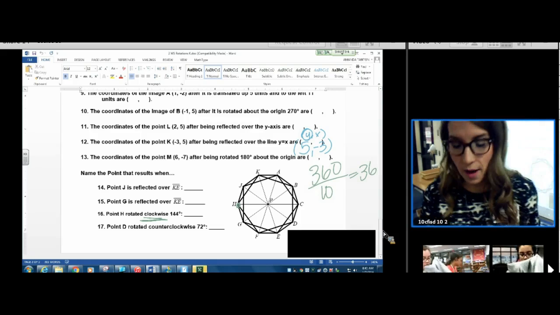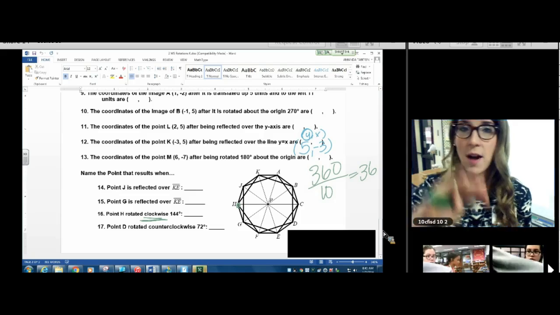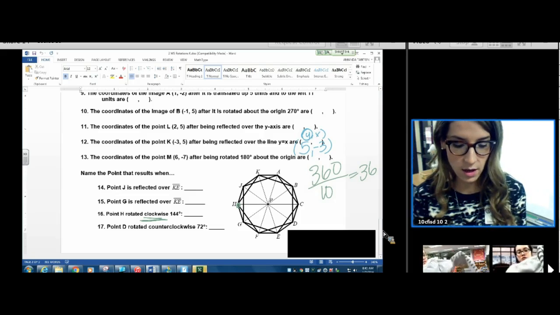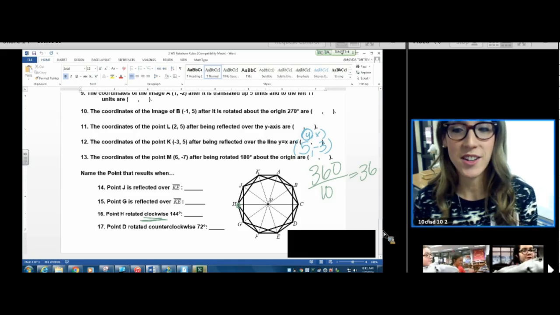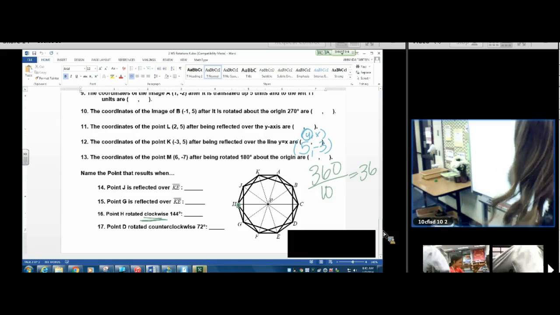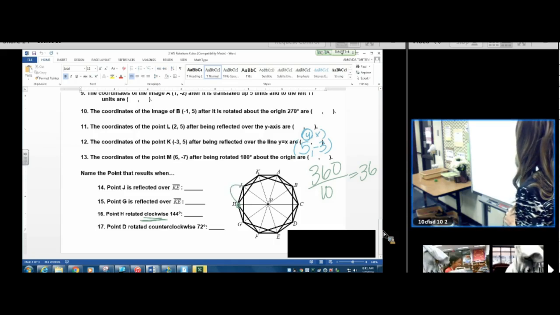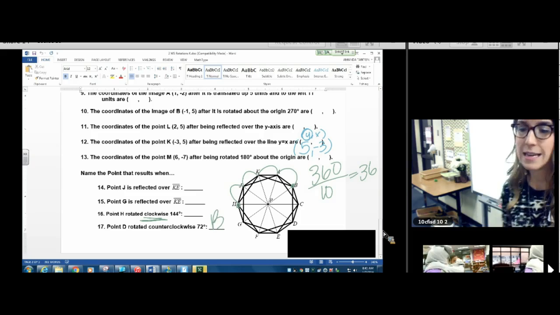So now you say, oh, I need to go 144. So how many 36 degrees do I need to go? You can just divide it. 144 divided by 36. I need to go 4 letters. I need to go 4 of them. And I want to go the way the clock goes. 1, 2, 3, 4. The answer was B.